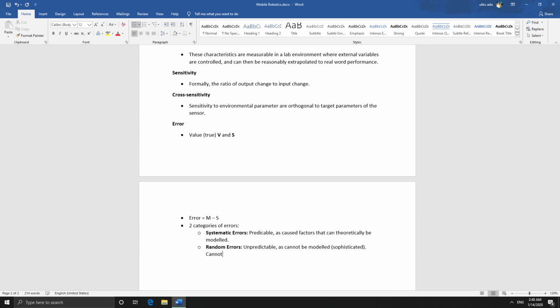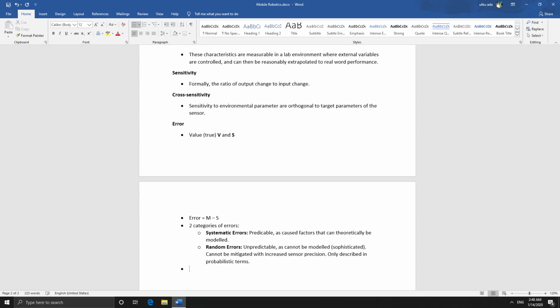And also can't be mitigated with increased sensor precision. Only described in probabilistic terms.